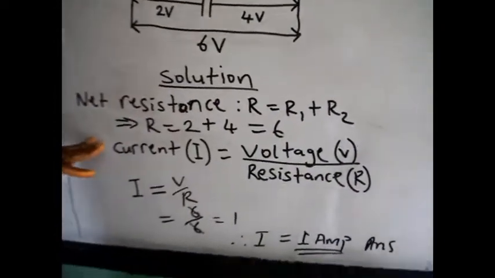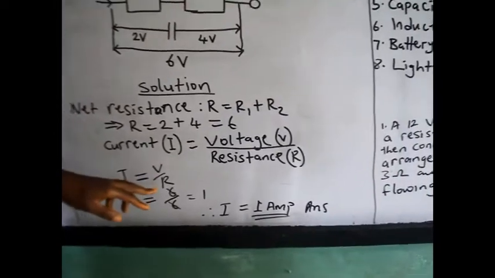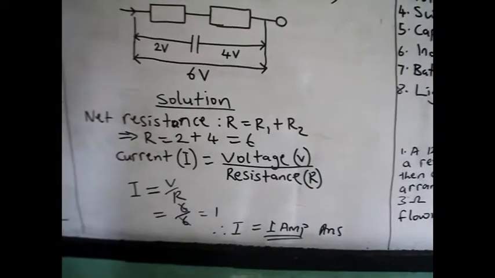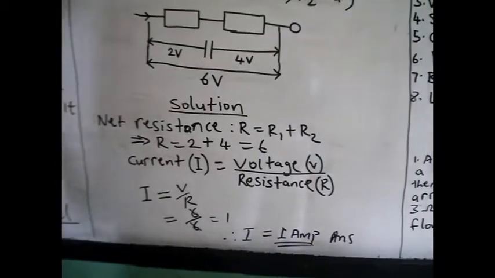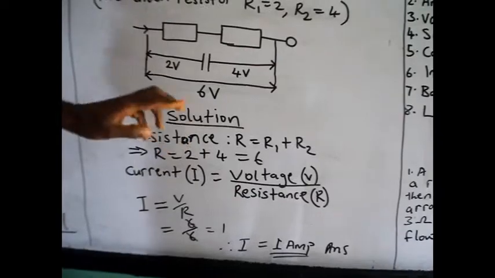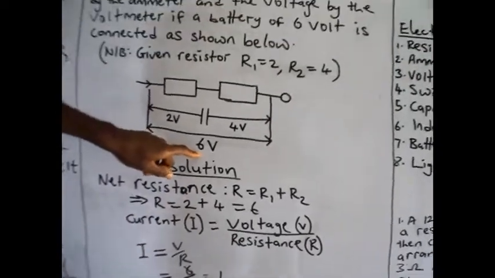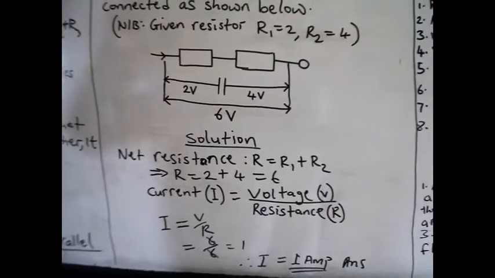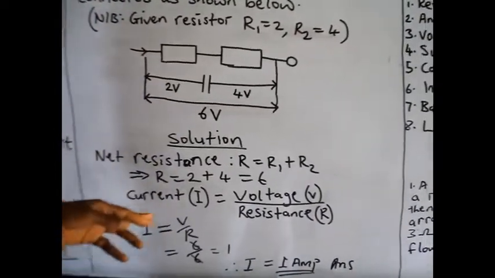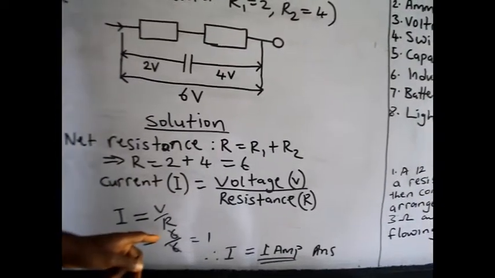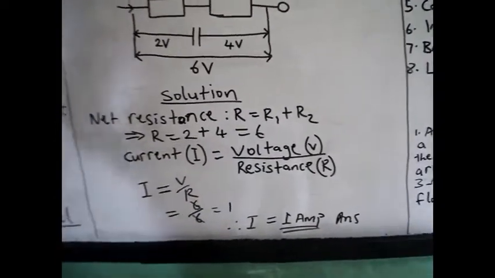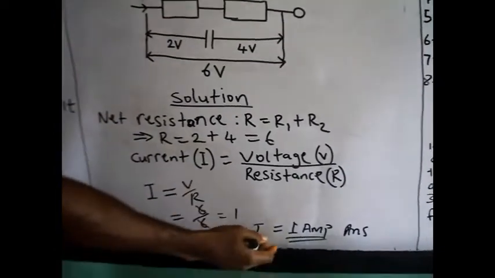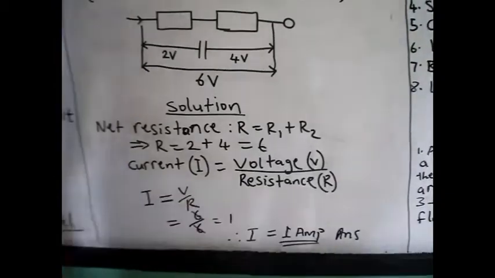Then, the formula for calculating current is volt all over resistance. The volt was given as 6 volts from our equation. Look at it here, it's given as 6 volts, and we have calculated our net resistance to be 6. So current will now be V all over R, which is equal to 6 all over 6. And from our calculation, you discover that current is equal to 1 amp.